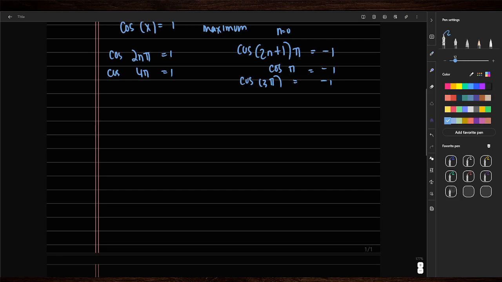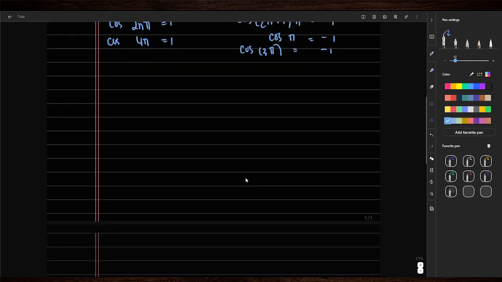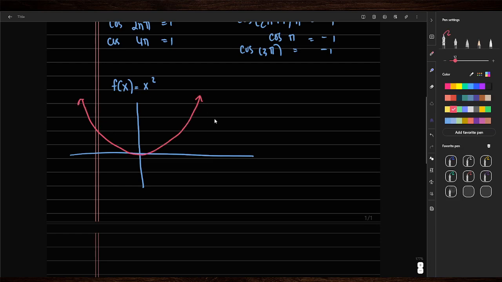Okay, let's go forward with another equation. Let's say we have a parabolic function, x squared. We know that in the graph of f of x equals x squared, it opens upward. So this is f of x equals x squared. And what we could get in this graph is minimum values.